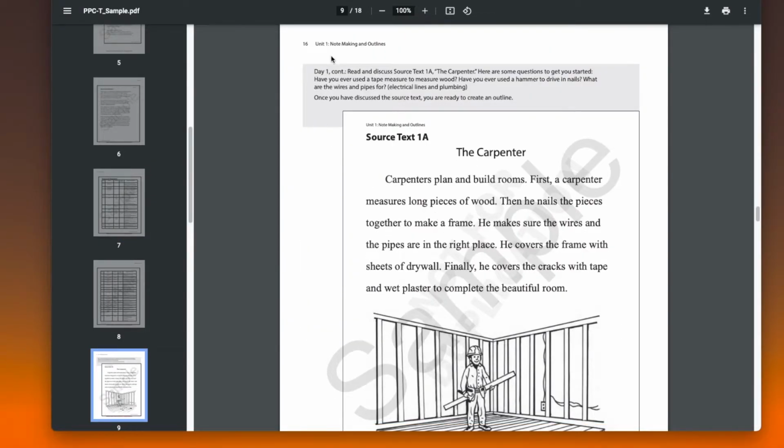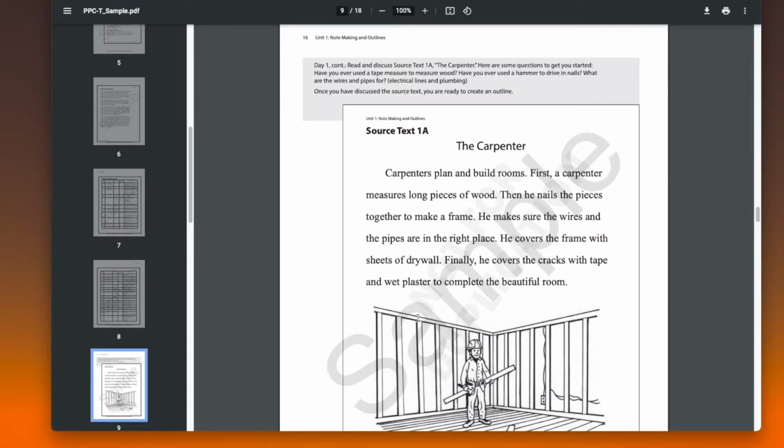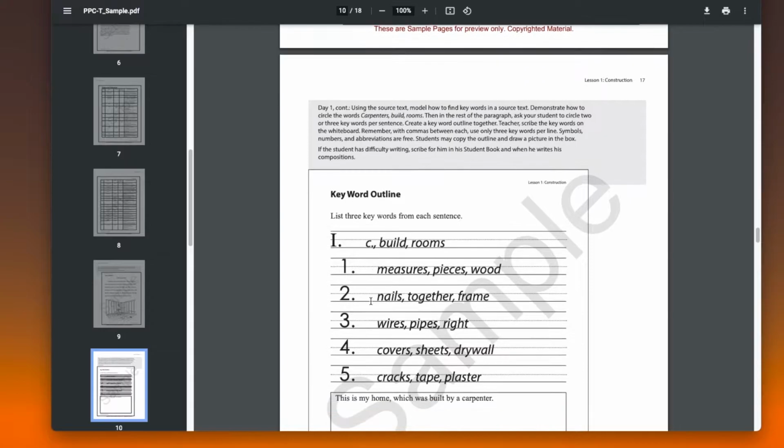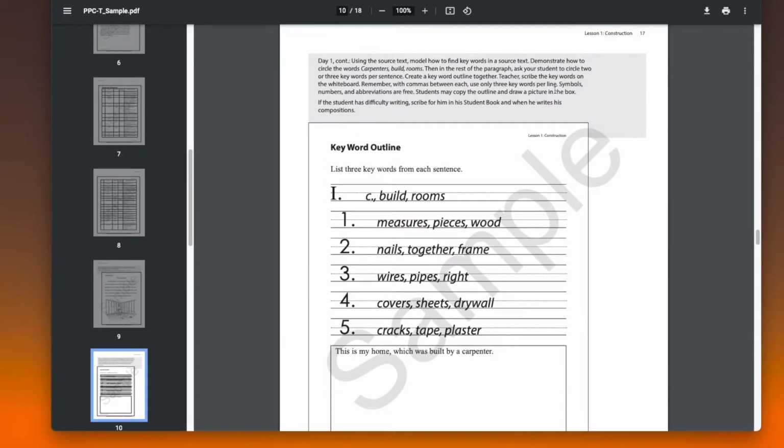Okay, so this is Unit 1, note making and outlining. So day 1, read and discuss the source text, and they provide the text with you. These are all based on people in your community to go with their theme. Then you're going to make a keyword outline together. Teacher scribes the words on the whiteboard. Students can copy the outline or draw a picture. So again, this is some partner writing. Figure out what your child's instructional level is, and we don't really want to push them into that frustration zone because then they'll just shut down.